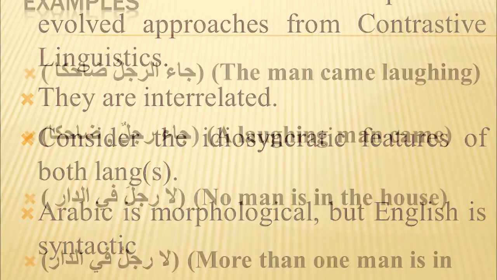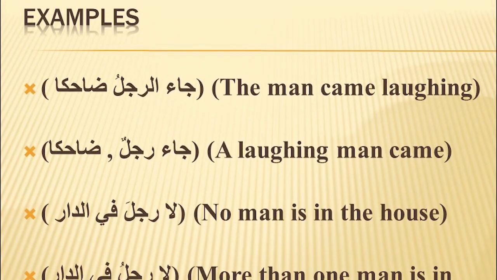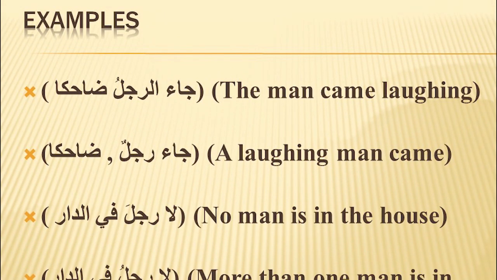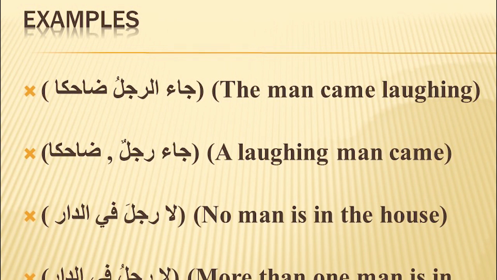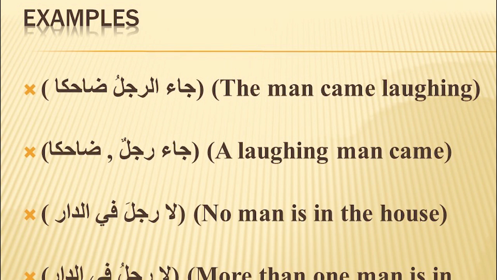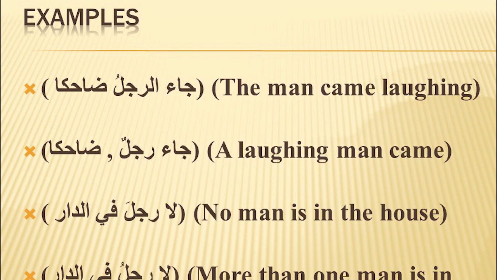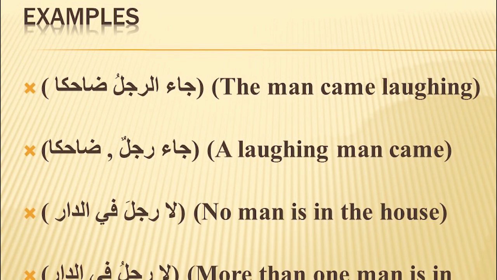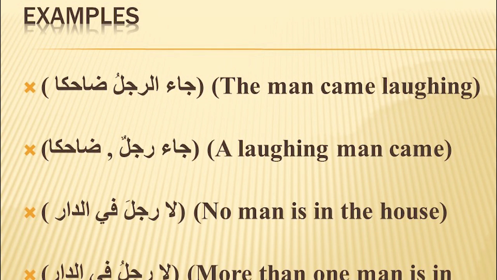راح أوضح كلامي بأمثلة بسيطة. أمامكم examples حتى تشوف الفرق بين اللغتين وشنو دور المترجم. مثلا المثال الأول يقول: جاء الرجل ضاحكا. هسه راح أعرب الجملة. جاء فعل ماض، الرجل فاعل لكنه معرف بأل. ضاحكا هي ماذا؟ هي حال. ليش حال؟ لأن الاسم الذي سبقها معرف.